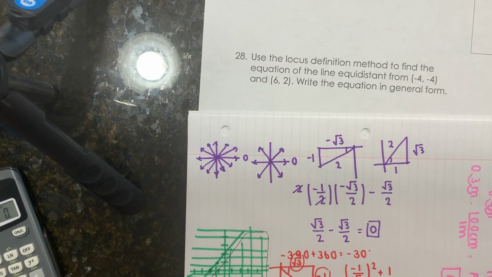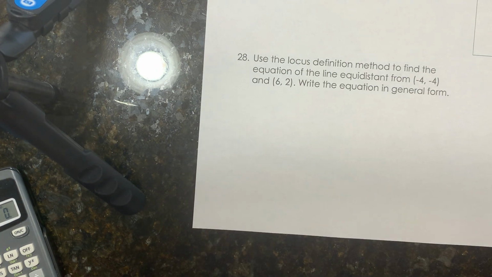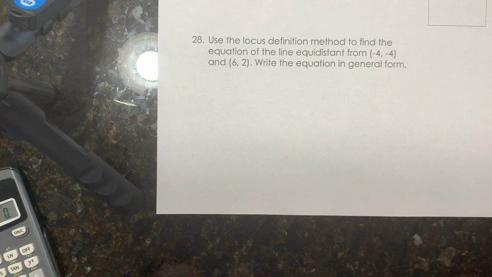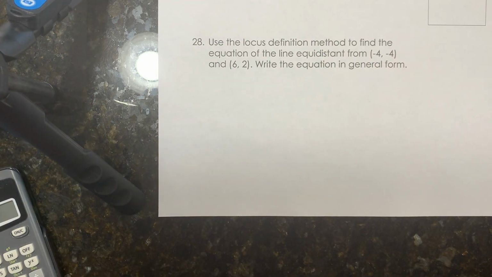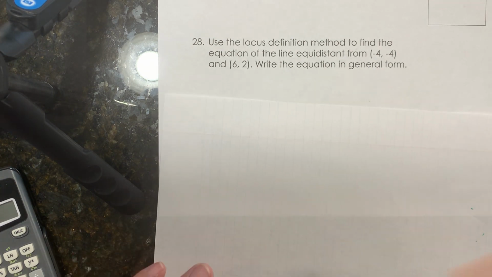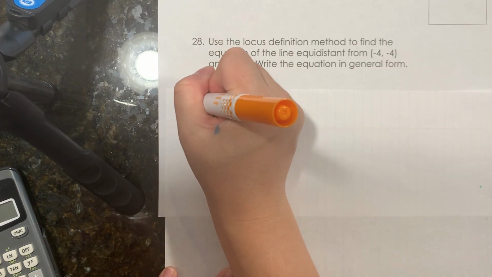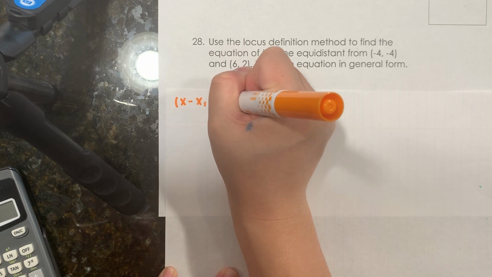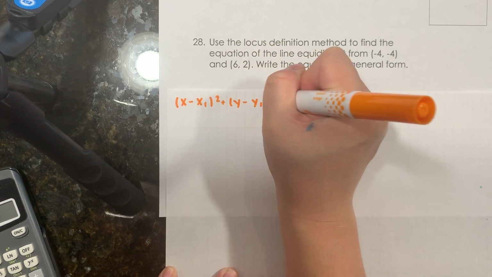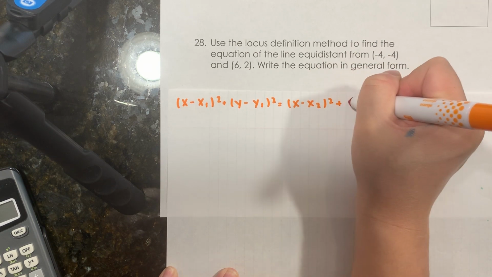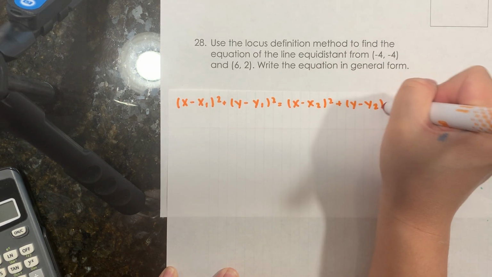And then finally on to your last one, which would be number 28. It says use the locus definition method to find the equation of the line equidistant from those 2 points. So what you're going to do, the locus definition method, is actually that long equation, which is going to be x minus x1 squared plus y minus y1 squared equals x minus x2 squared plus y minus y2 squared.